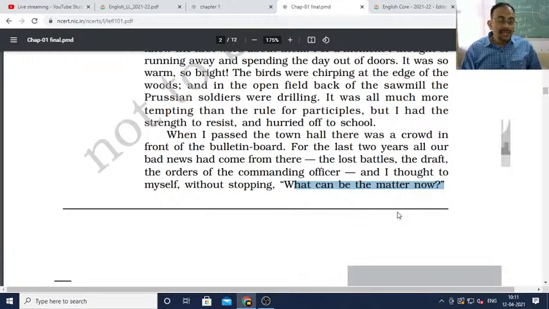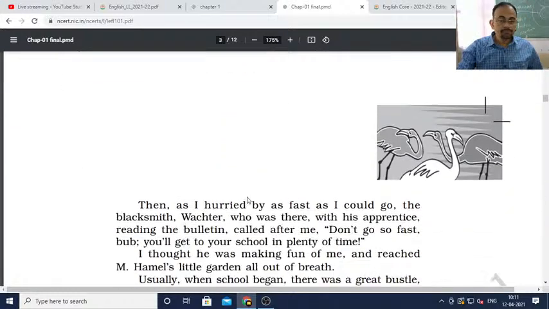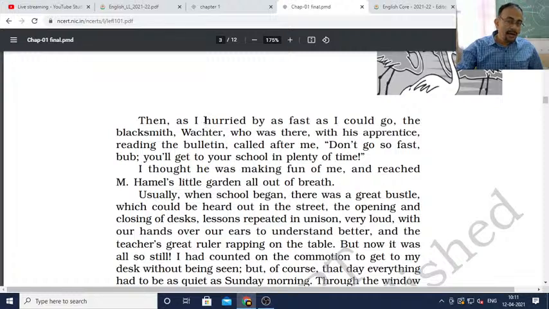Okay, but this time also he became curious to know what the matter is all about, for which the people have come together. They have made a crowd in front of the bulletin board. Then, as I hurried by as fast as I could go, the blacksmith Watcher, who was there with his apprentice reading the bulletin, called after me, "Don't go so fast, Franz. You will get to your school in plenty of time." Okay, so it's a metaphorical statement, dear students.